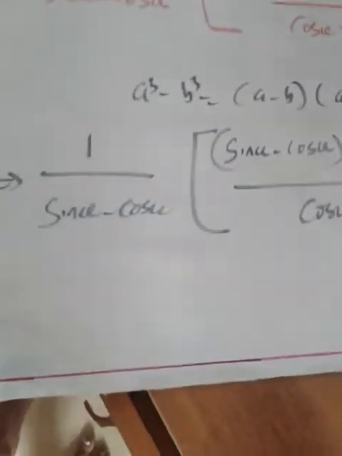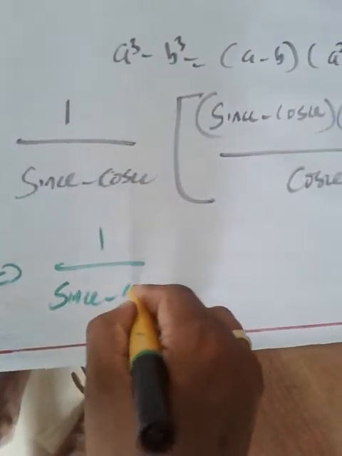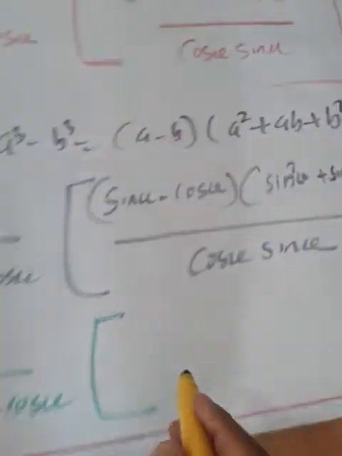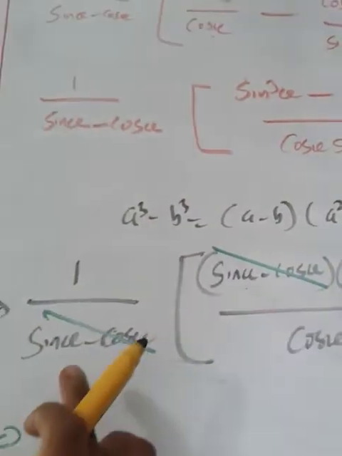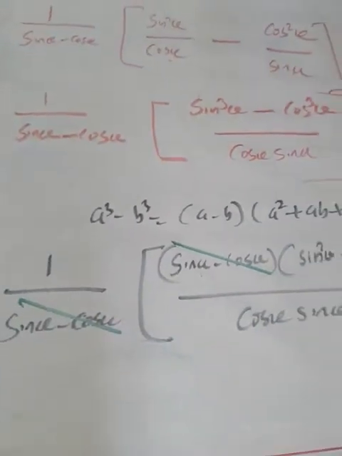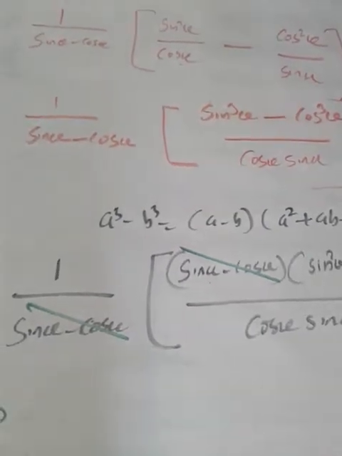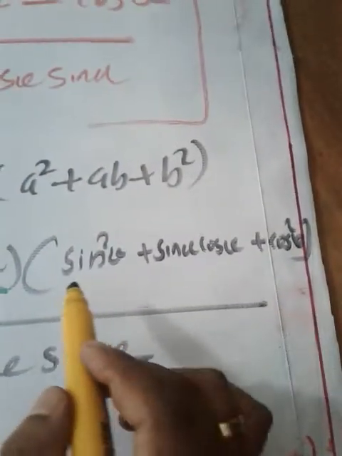Now within 2 more steps we will get the answer. See, now it becomes 1 by sin theta minus cos theta into this. Can we cancel this sin theta minus cos theta and sin theta minus cos theta? Both are the same, no? So we can easily cancel. Then let us go to the more simplification process. See, we can cancel in that way. What will remain here? This much will remain.